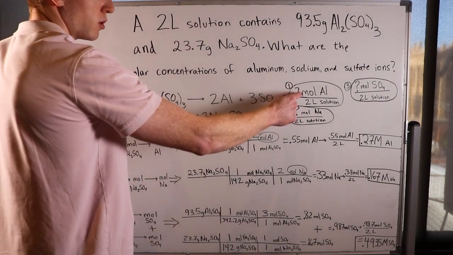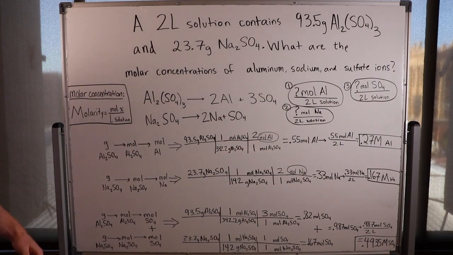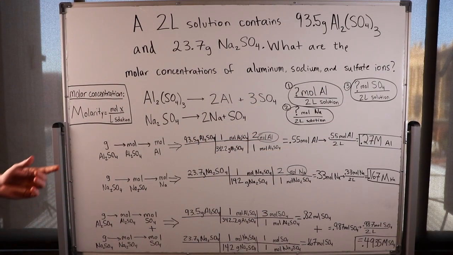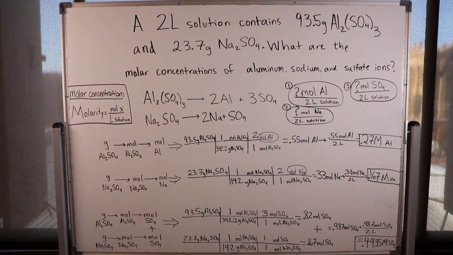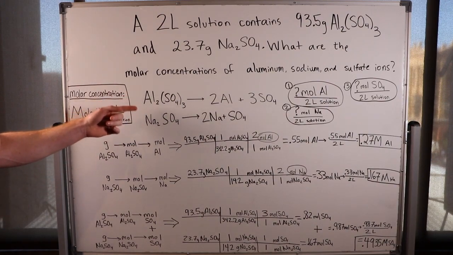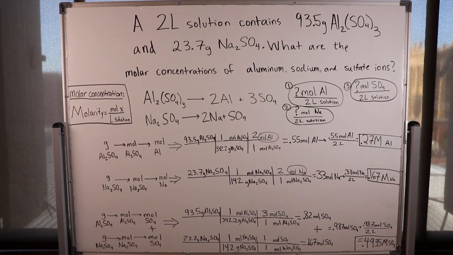So we really just need moles of aluminum, moles of sodium, and moles of sulfate. And we know that with any stoichiometry problem, we need a balanced chemical equation, right? So the first thing you do is write that out. What's going to happen when I put both of these into a solution? Well, they're going to break up into their respective ions, right?